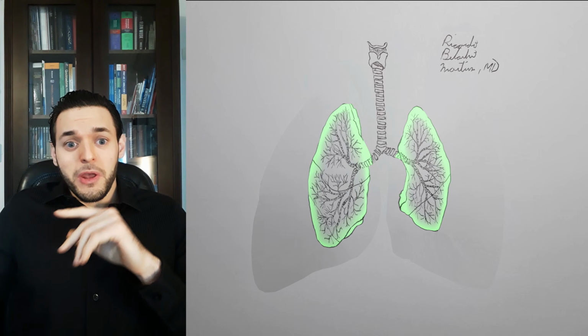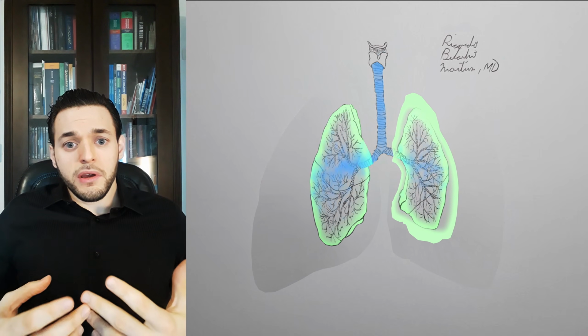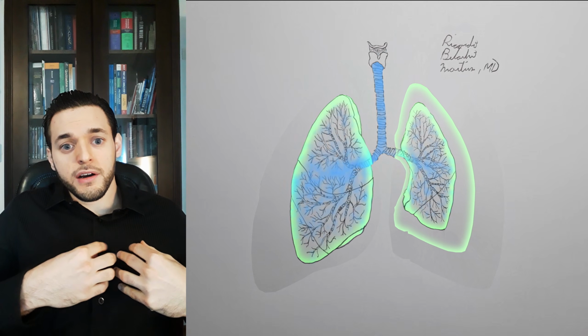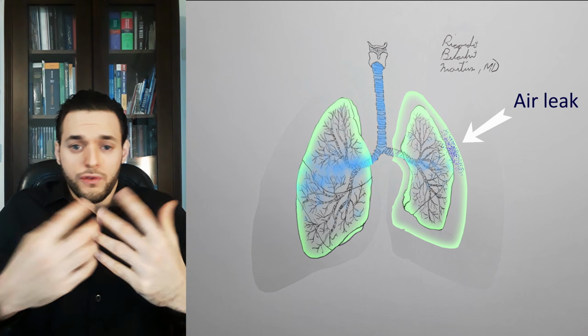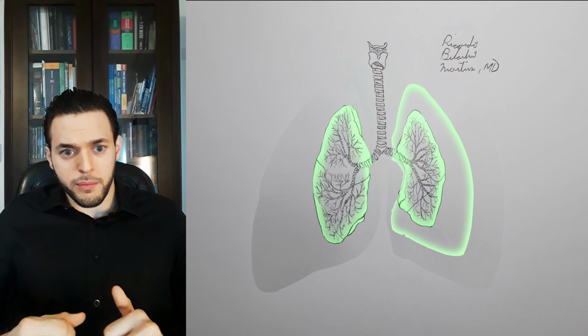On this figure, we see a left pneumothorax quickly developing due to some leakage of air from within the lung to the pleural space. This could be a bronchopleural fistula or a ruptured bulla, for example.